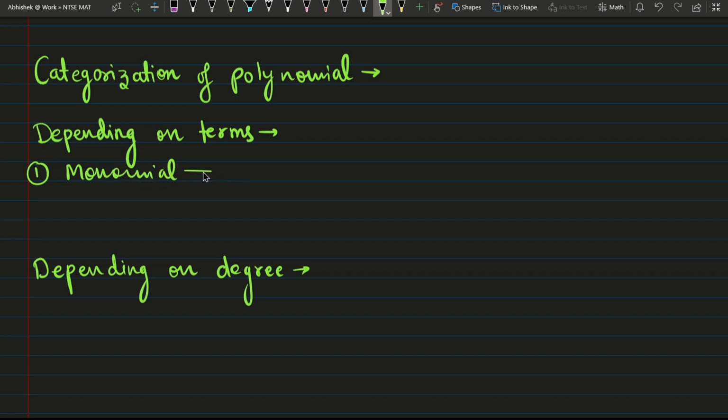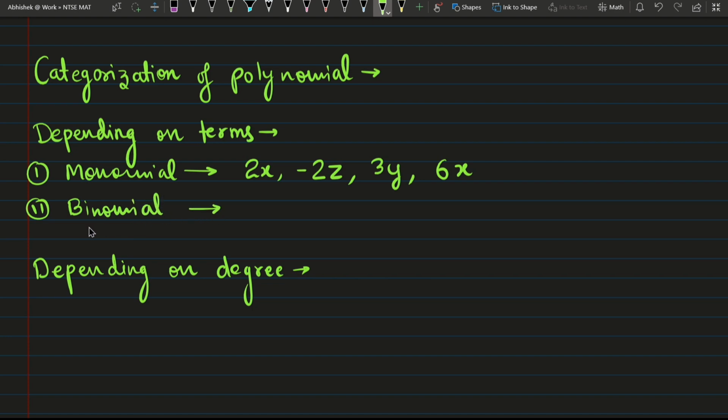Okay. Monomial is nothing but whenever the number of terms is 1, so in that situation we call that kind of polynomial a monomial. Examples are 2x, minus 2z, 3y, or 6x. Now I am going to discuss the second type, that is binomial.